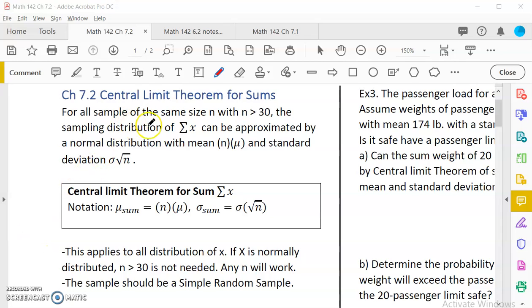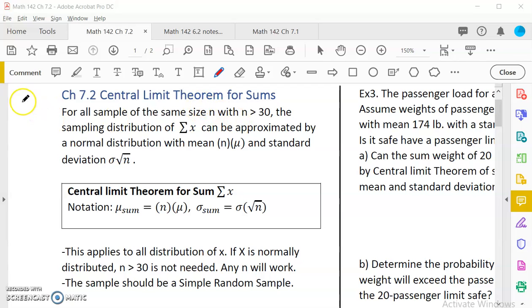Hello, statistics student. This video is for chapter 7.2, central limit theorem for sums. This is not a very popular central limit theorem. If you Google central limit theorem for sum, I don't think you find a lot of hits. Most of the central limit theorems are for sample means.